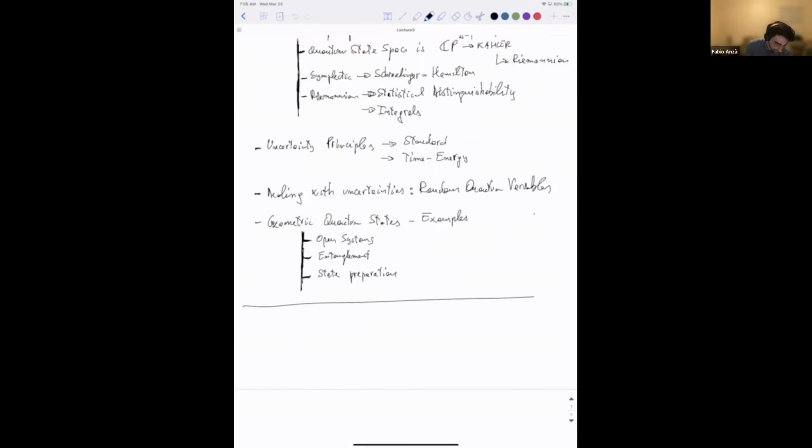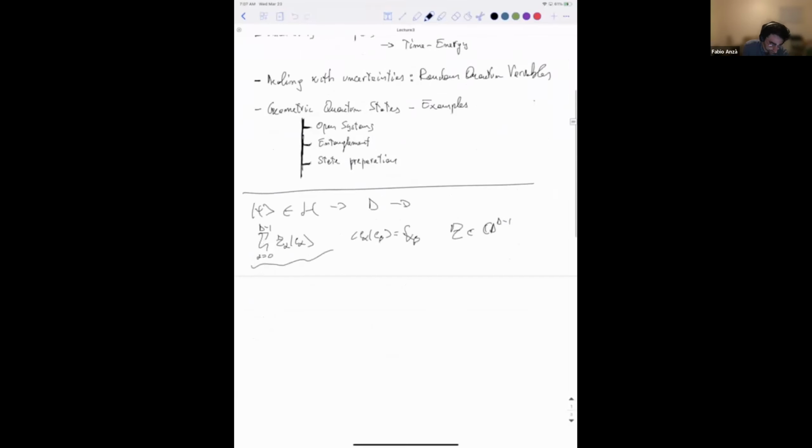So the setup is the usual one. We have a system in a Hilbert space H. The dimension of H is d. And then we make a choice of a basis, alpha goes from 0 to d-1, and then we have the coefficients c_alpha, e_alpha, where e_alpha is a basis. And the dimension is d-1, so z belongs to CP^(d-1).